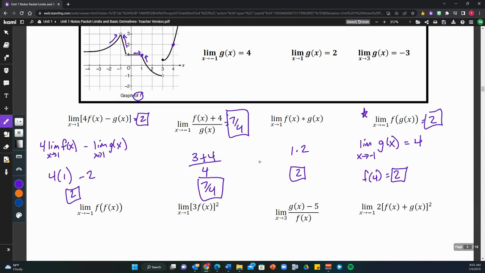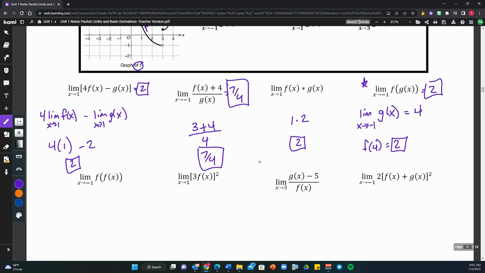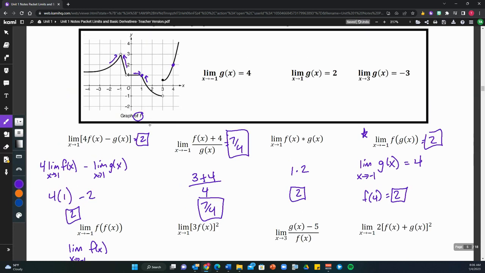All right, let's try another composition one. This one's a little bit trickier because it's a function composed with itself, but the rules don't change. The process doesn't change. So first I want the limit as x approaches negative 1 of the inside function, which is f of x. Okay, now we need to go to the graph. The limit as x approaches negative 1 is 3. So we need that result.